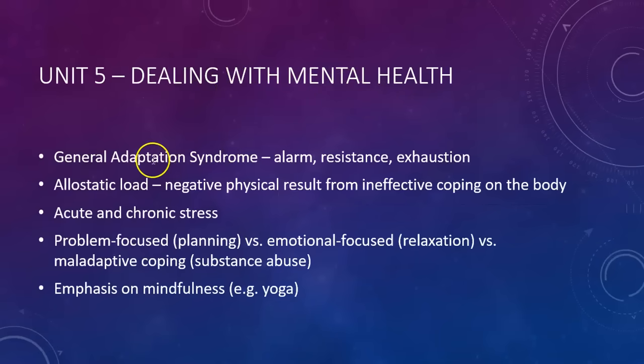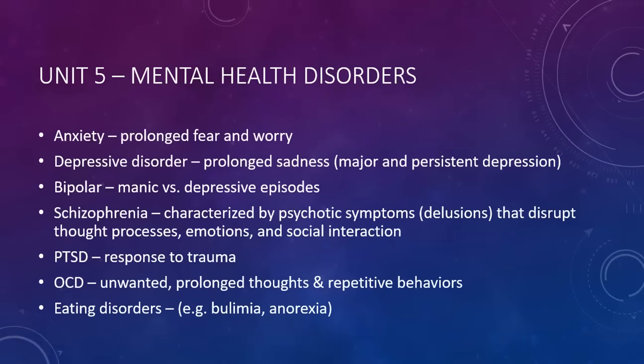Now, dealing with mental health here, you have a few examples. So you have the general adaptation syndrome with alarm, resistance, exhaustion, ways to respond. The allostatic load here, the negative result of ineffective coping, for example, substance abuse. You have acute versus chronic stress, which can make this better or worse. Also, you have various ways of problem-based versus emotion-based versus maladaptive coping as well. But you can also deal with this with mindfulness and yoga. So that has also been a recent trend as well.